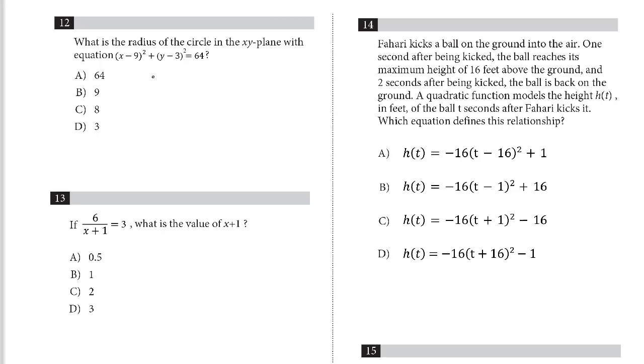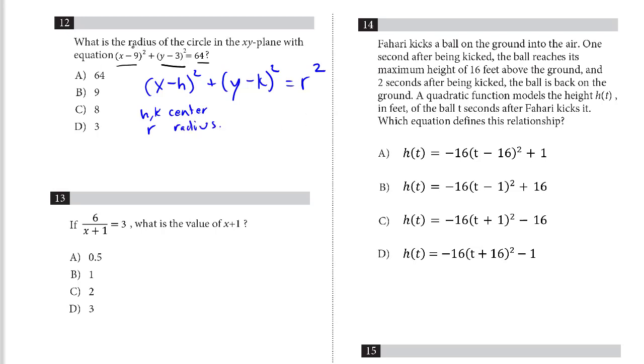Number 12. What is the radius of the circle in the xy-plane with equation (x − 9)² + (y − 3)² = 64? Well, the standard form of a circle is (x − h)² + (y − k)² = r², the radius squared. So here, (h, k) is the center. r is the radius of the circle.